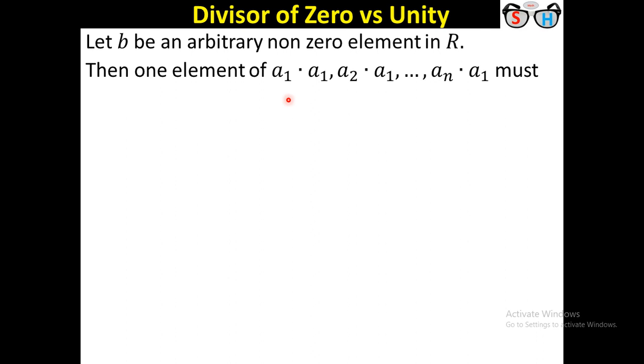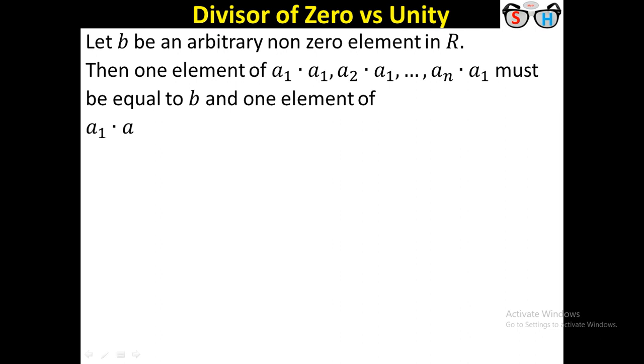Otherwise R contains at least n plus 1 non-zero elements. So one of the elements must be equal to B, that is, one of the products by post-multiplication of A1, namely A1·A1, A1·A2, ..., A1·An, must be equal to B. Otherwise R contains at least n plus 1 non-zero elements. So among the elements, one of the elements must be equal to B.